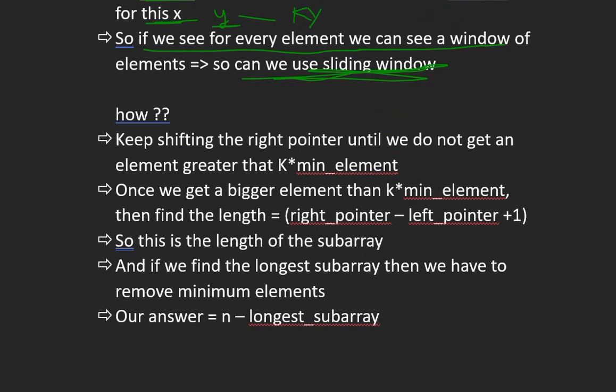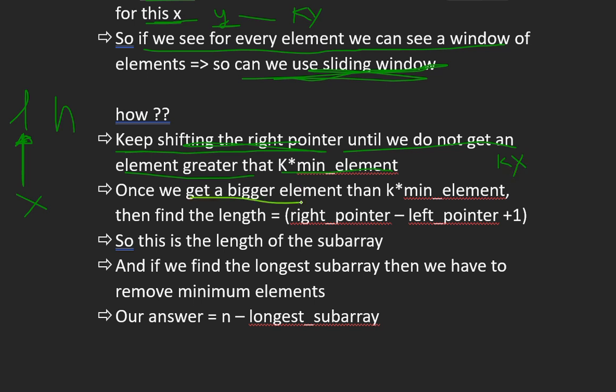Let's see. Initially we'll use two pointers, a low pointer and a high pointer, right? The low pointer will be at the smaller element which we are considering now. Let's say we are considering x. So we keep shifting the right pointer until we get an element that is greater than k times the minimum element. So we will be shifting this high pointer until we get an element greater than k times x, right?